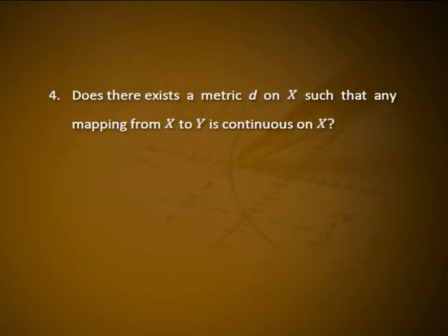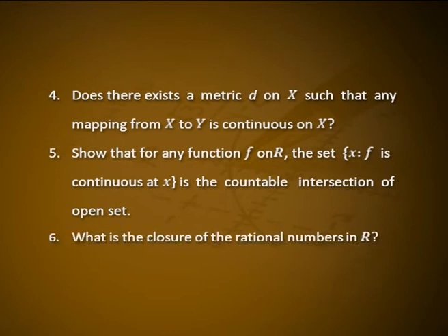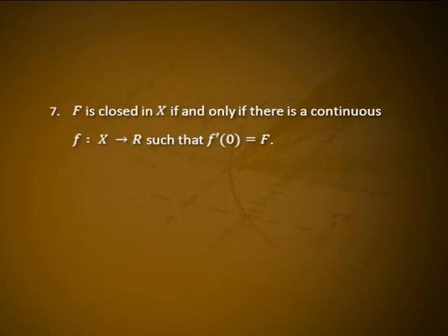Third one, give an example where the identity map of a set X onto itself is not continuous. Fourth one, does there exist a metric d on X such that any mapping from X to Y is continuous on X? Fifth one, show that for any function f on R, the set of all x such that f is continuous at x is a countable intersection of open sets. Sixth one, what is the closure of the rational numbers in R? Seventh one, F is closed in X if and only if there is a continuous function f from X to R such that f inverse of 0 is equal to F.